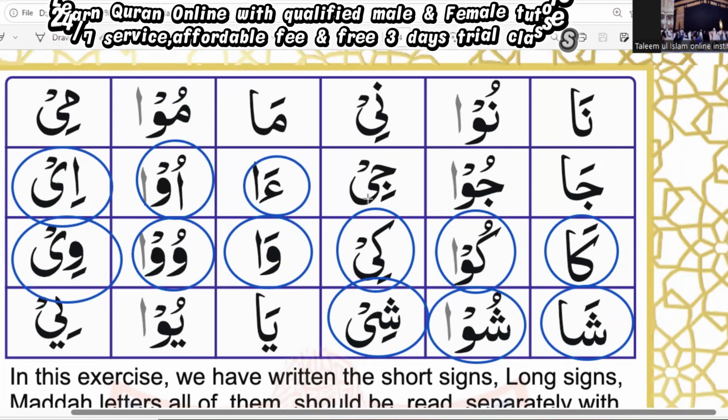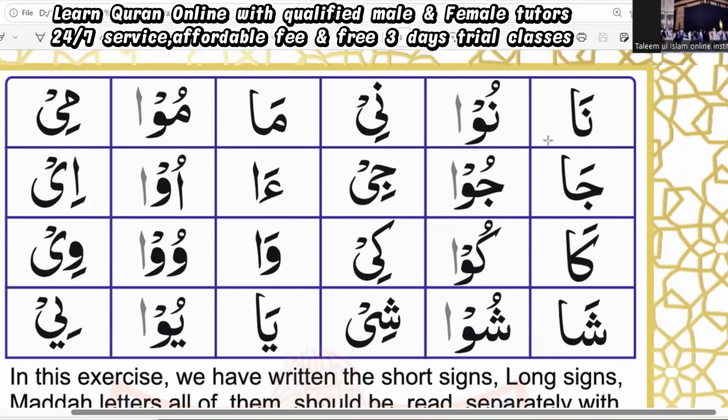I hope you understand all the long signs. I told you before there are six long signs: standing Fatha, standing Kasra, inverted Dhamma, Alif Madda, Waw Madda, Ya Madda.